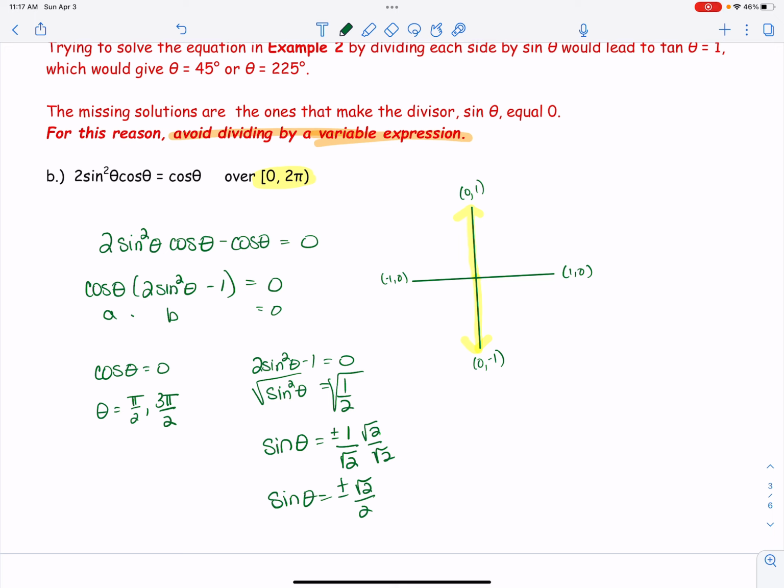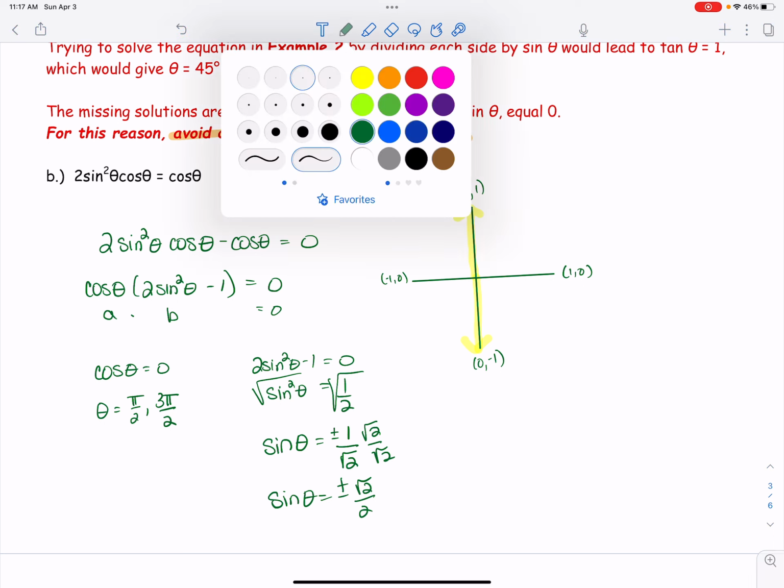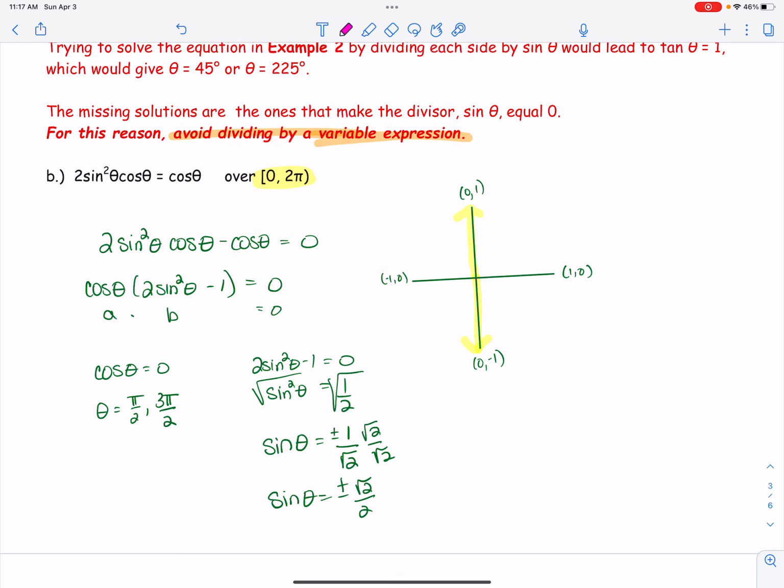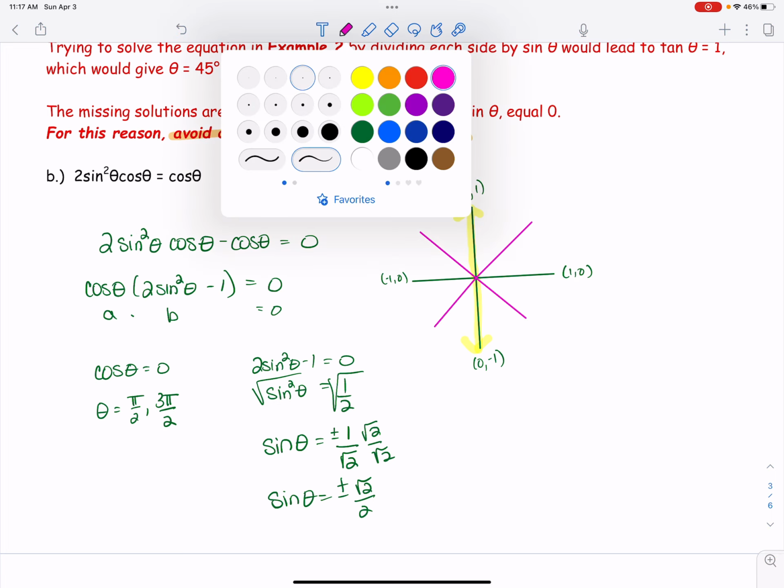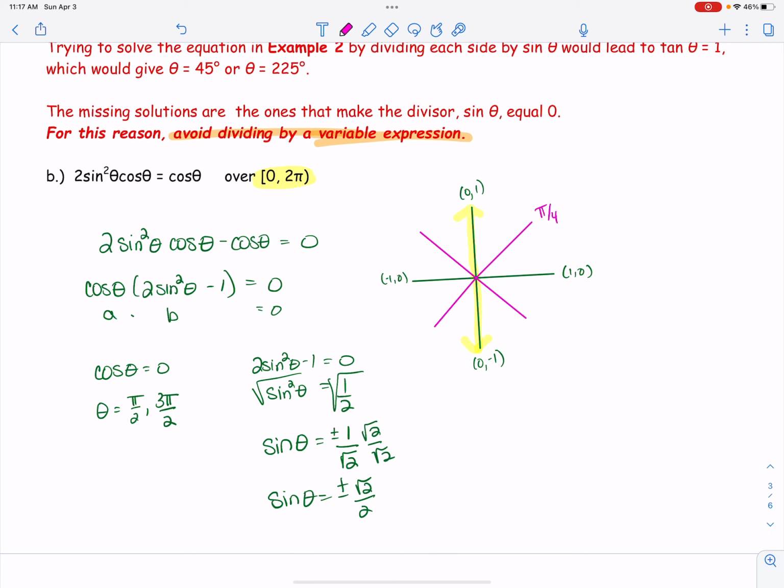So that's everywhere that sine is root 2 over 2, positive or negative. That means there's going to be an answer in all 4 quadrants. And if you remember, sine is root 2 over 2 at 45 degrees or pi over 4. And since it can be positive or negative, I'm pulling all 4 pi over 4 angles for my answer. So all 4 of these guys, all the pi over 4 angles in one time around the circle.